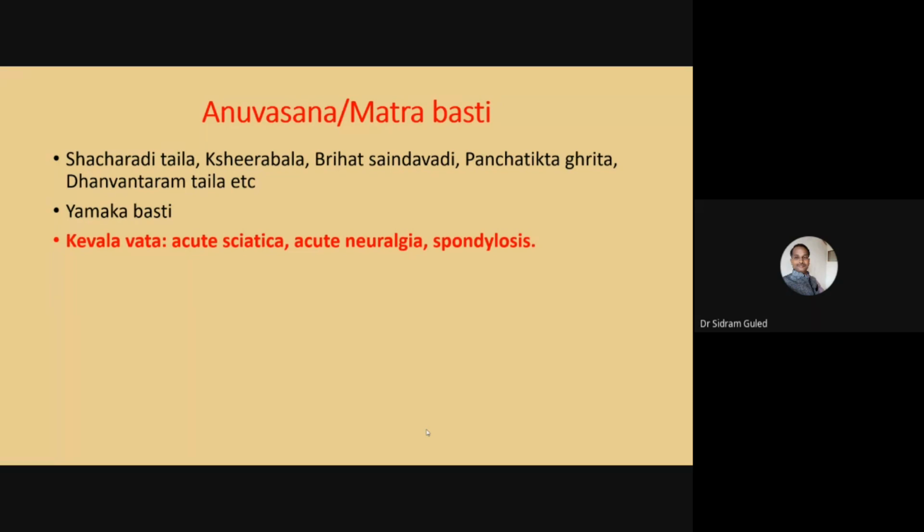In acute sciatica, we should not directly switch to very strenuous Abhyanga and all those things. It is better to go for Anuvasana Basti or Matra Basti in acute neuralgia conditions. In such conditions even Abhyanga can aggravate the pain, so we have to manage carefully, otherwise we lose the patients. In such conditions, Kevala Matra Basti can be helpful.